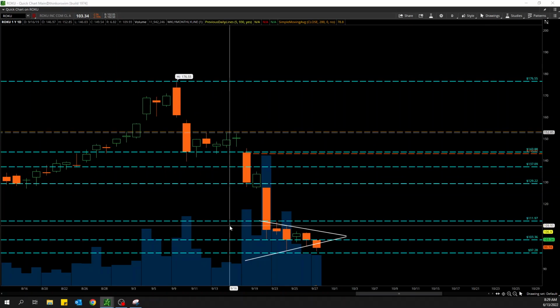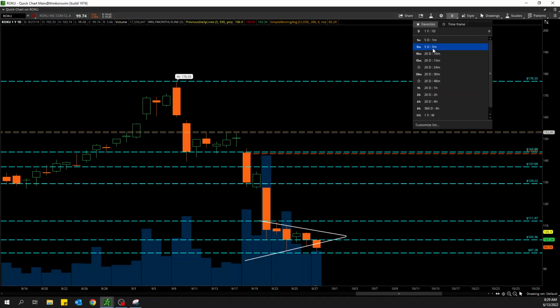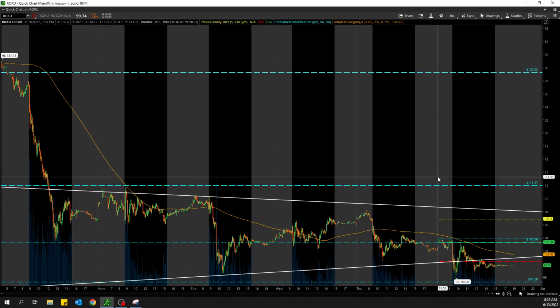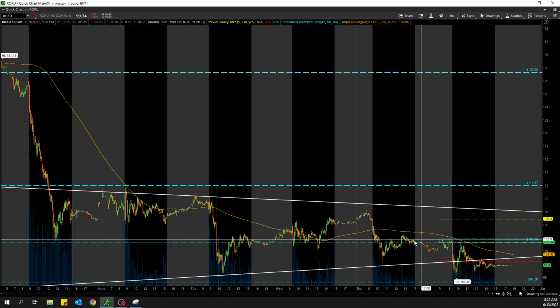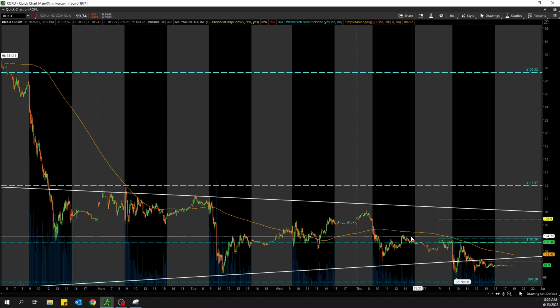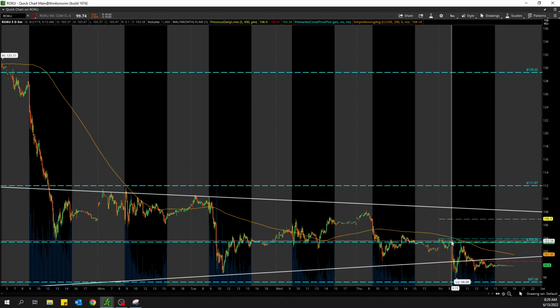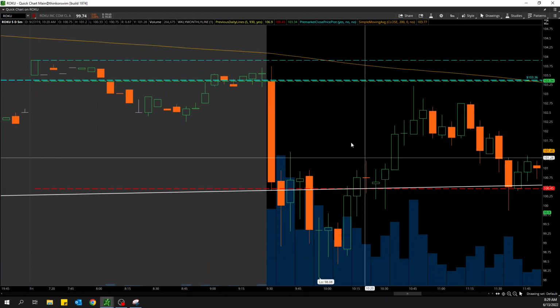And as you can see, it broke down from out of the angle. Let's go down to the 5-minute. So when you're looking at this again, it went sideways. They basically were just trying to accumulate, in my opinion. And then right here at this support, it's where it broke down.